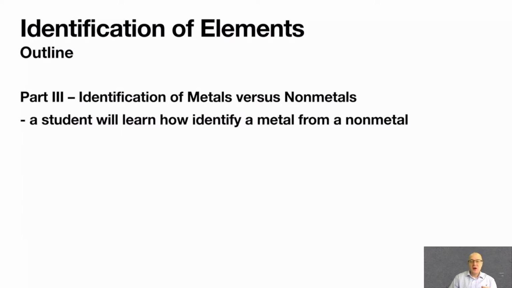And in part 3, we're going to go around the house. We're going to identify nonmetals versus metals. The two most common classes of elements are metals and nonmetals. There are metalloids as well. And we're going to go around the house and identify them just based on property. Okay? It's going to be kind of fun.